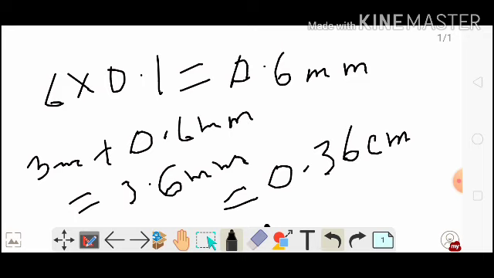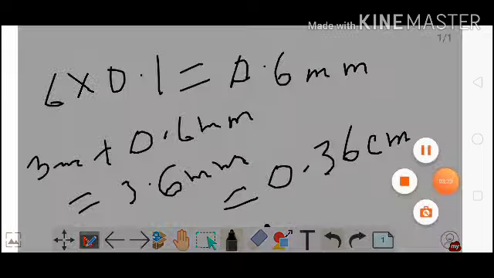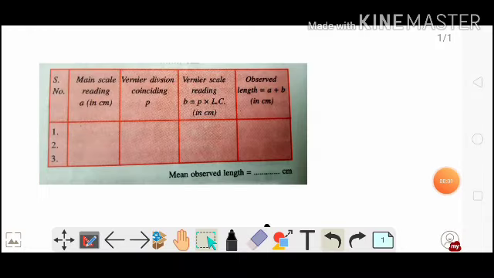And let's see the table for finding out the length or the diameter of a given object. You can't calculate the diameter or length of an object by just taking one reading. Okay, you have to repeat the experiment for different positions and take the mean. So this is the table for measuring length by using vernier calipers.